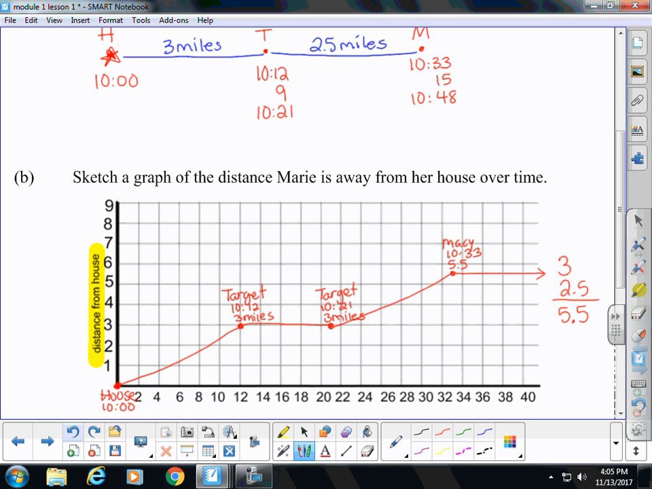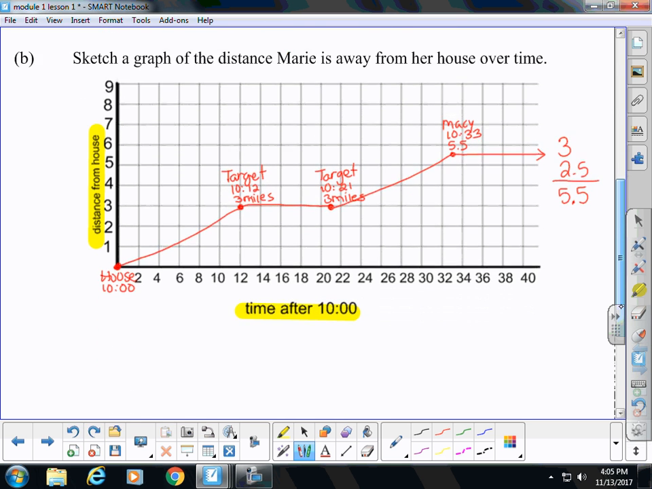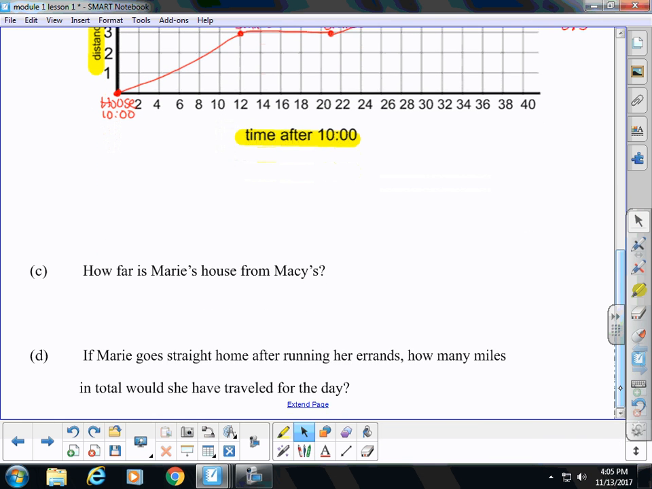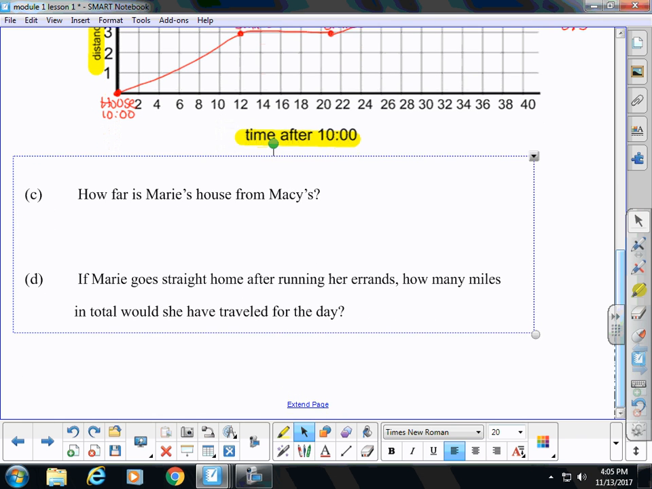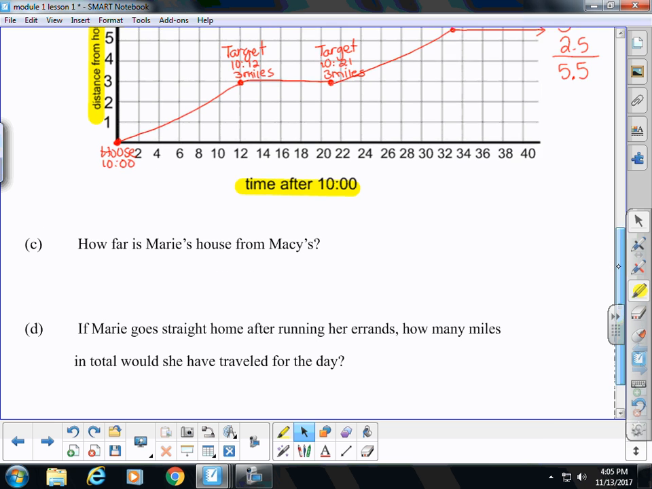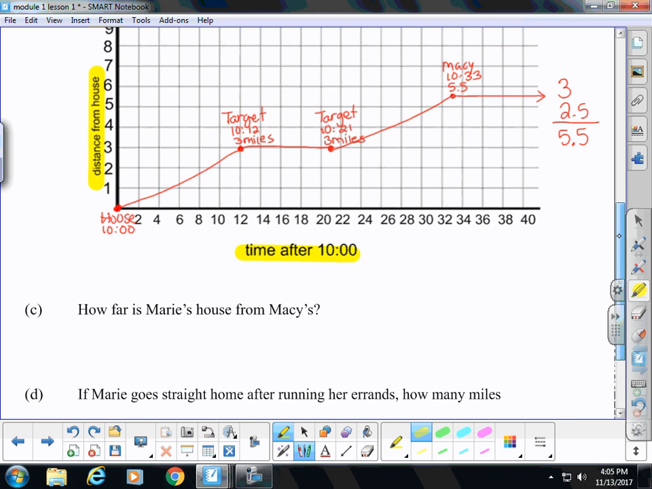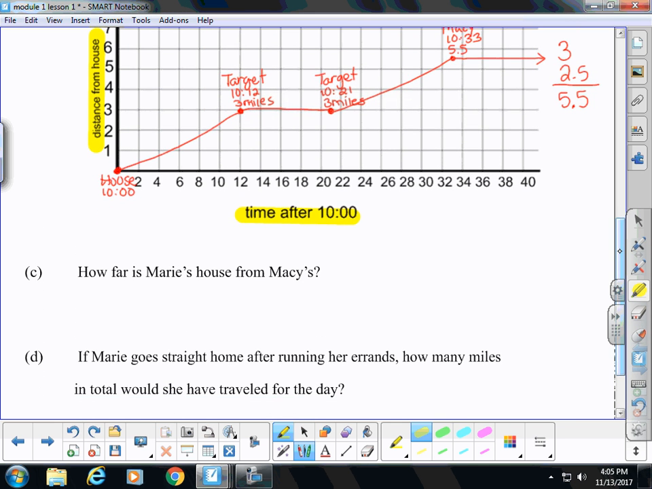Okay? Let's answer some questions about this. If we did everything correct on our graph, we should actually have our questions already answered. It's just a matter of looking for the right information. First question is, how far is Marie's house away from Macy's? And that's the first thing we already figured out. It's 5.5 miles away. We had to figure that out because it was 2.5 miles away from Target, and Target was 3 miles away from her house, so a total of 5.5 miles.